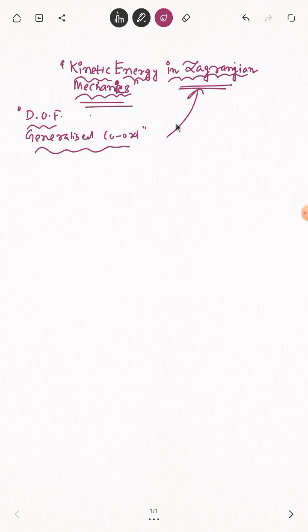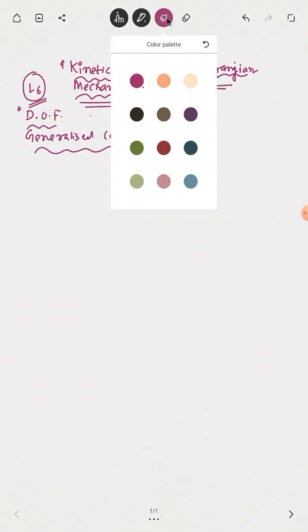We have already discussed degree of freedom and generalized coordinate, which ultimately laid the foundation of Lagrangian mechanics. So, especially if we go through lecture 6, that is our previous video lecture, there you can see what is the basis of Lagrangian mechanics. But to derive all the expressions in Lagrangian mechanics, we need various important terms.